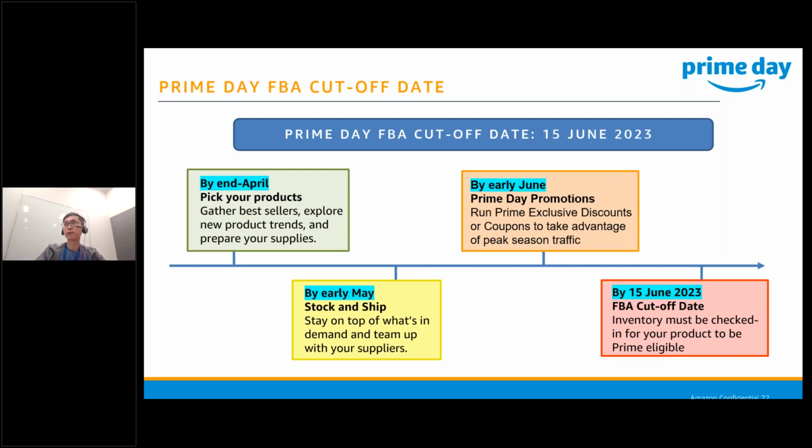So the cutoff date is 15 June, meaning that's a hard deadline that your inventory must reach the fulfillment center in order to be Prime eligible, so that all your items, your product shipping will be in time to run any Prime Day promotions and to enjoy having the best traffic and sales during Prime Day. So do take note, right?